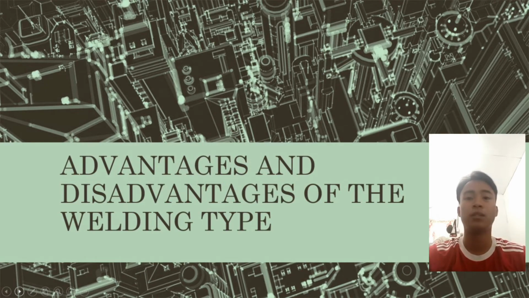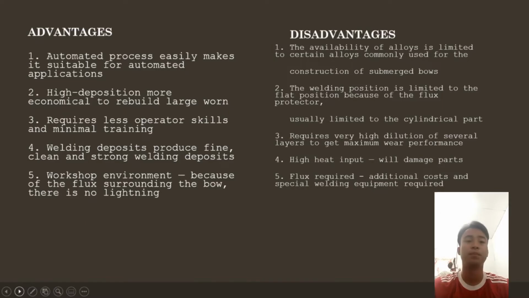Advantages and disadvantages of the welding type. Advantages. First, the automated process easily makes it suitable for automated applications. Second, high deposition, more economical to rebuild large ones. Third, requires less operator skill and minimal training. Fourth, welding produces fine, clean and strong weld deposits. Fifth, workshop environment: because of the flux surrounding the arc, there is no lightning.